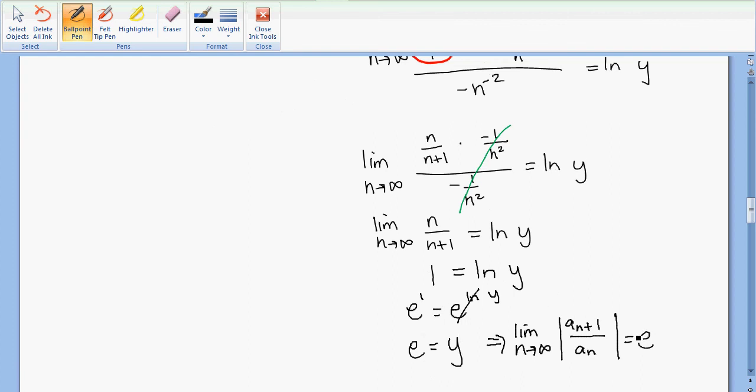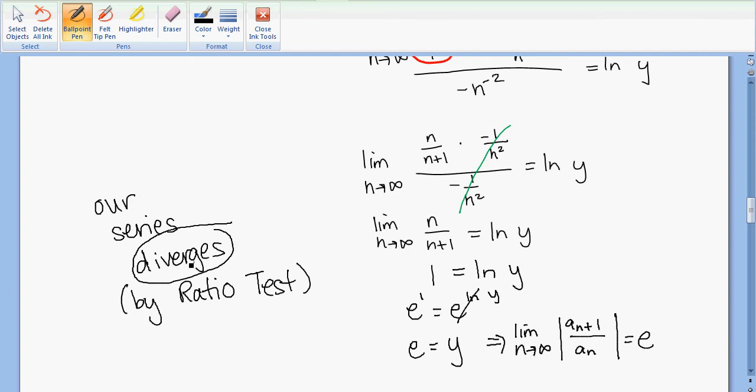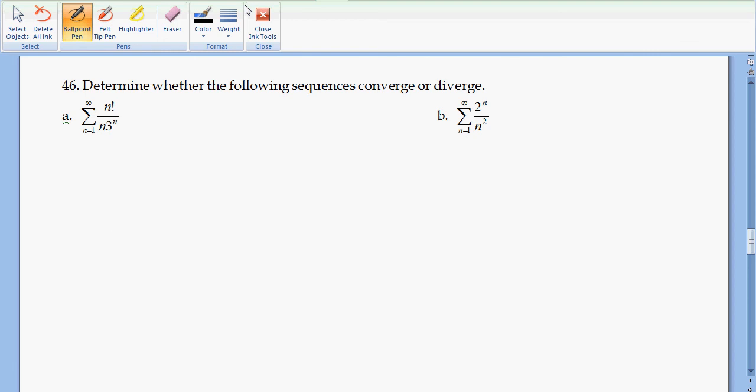So the ratio of the nth plus first term over the nth term, so this is the Ratio Test, is equal to e. So do you remember what that means? It means our series diverges, and that's since e is greater than 1. Okay, let's practice some more.